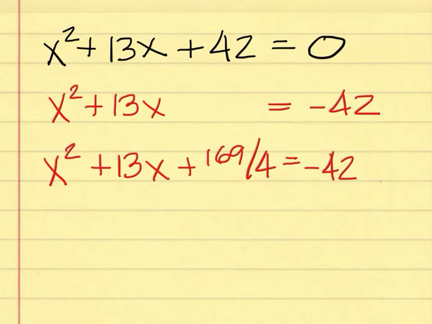Negative 42 is right, plus? Plus 169 over 4. Yes, plus 169 over 4. That is right. What is my next step now?